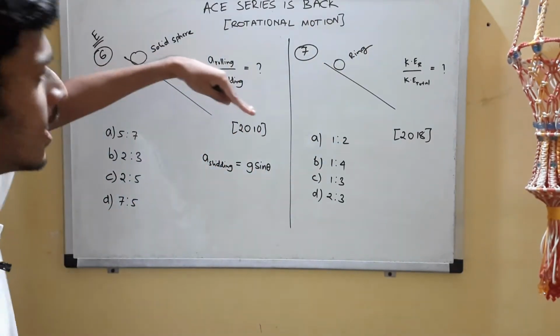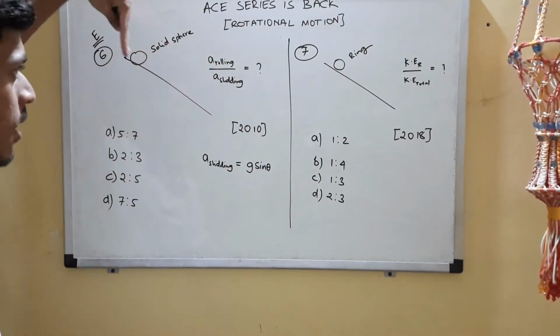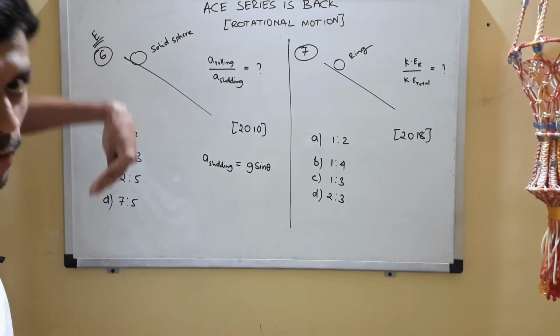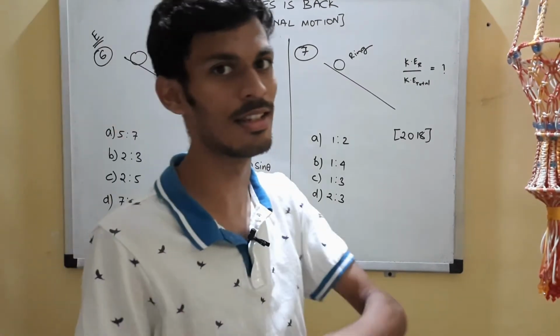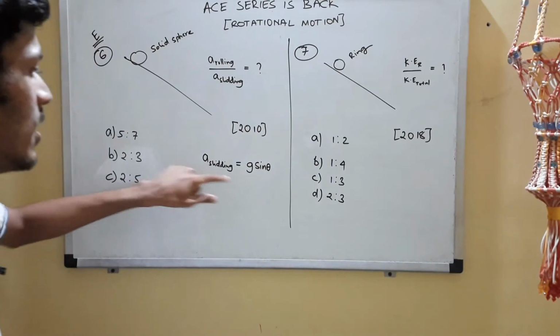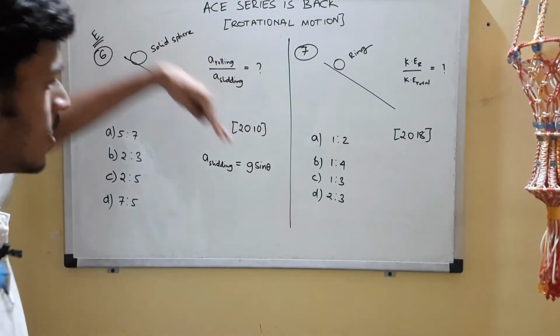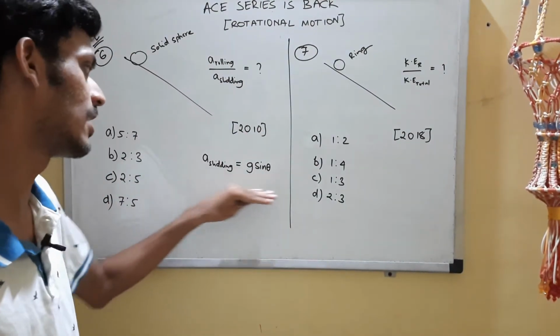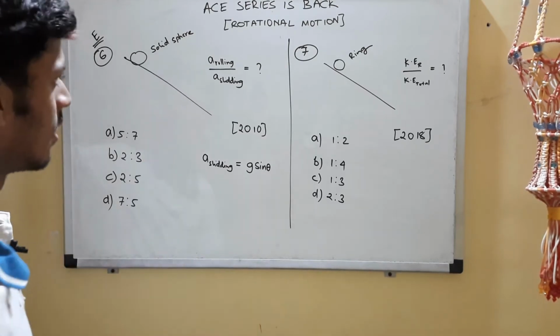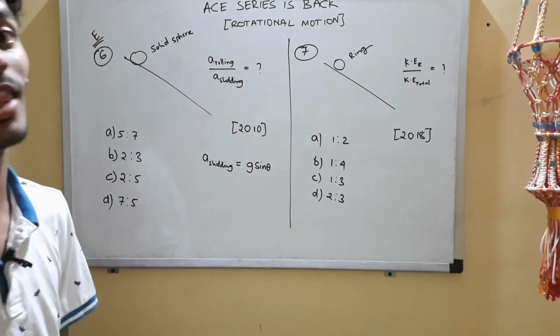So along the incline it is g sin theta, and perpendicular to the incline it's g cos theta, which goes to balance the normal force. So basically g sin theta is the component which is responsible for sliding. So g sin theta is the acceleration when the object is purely sliding.